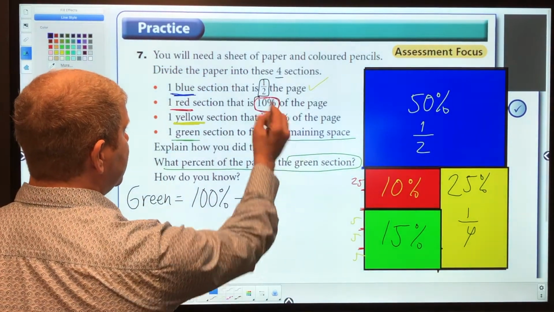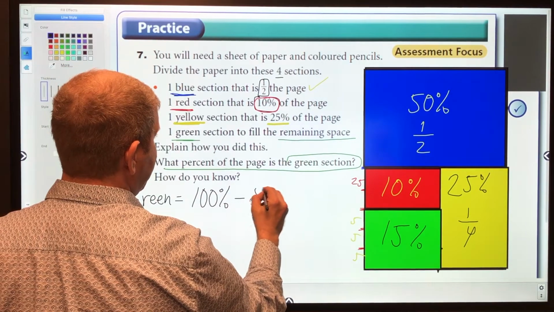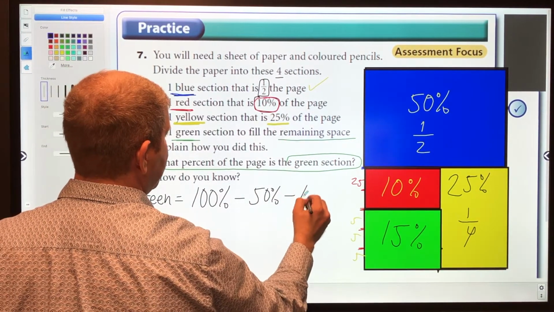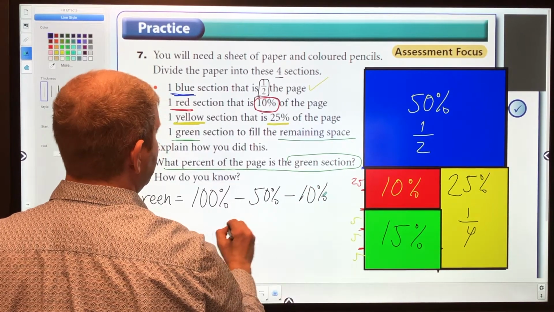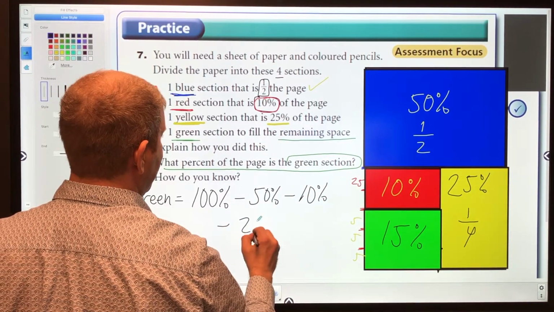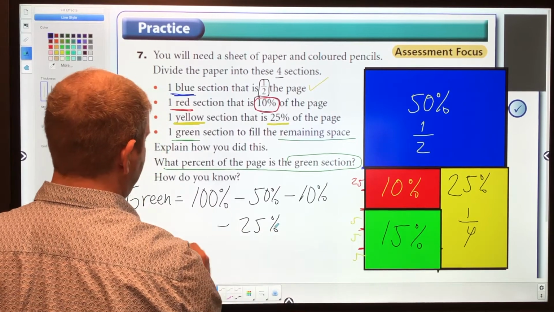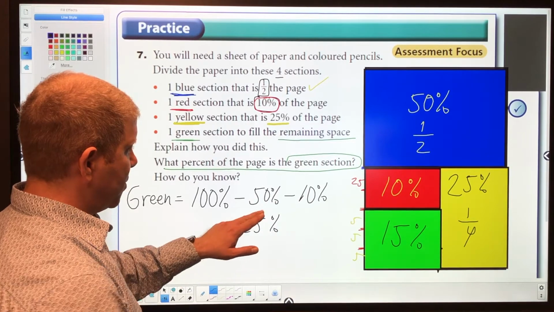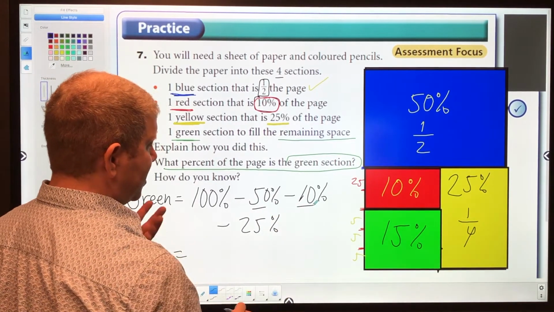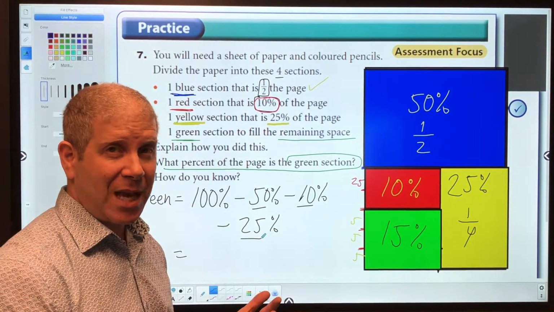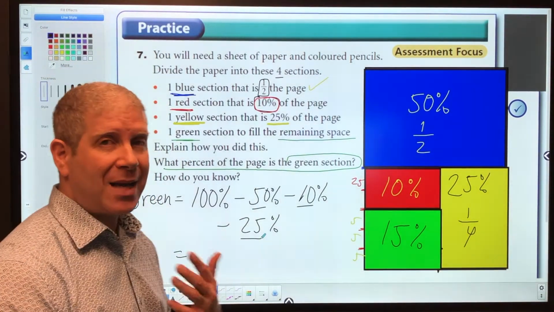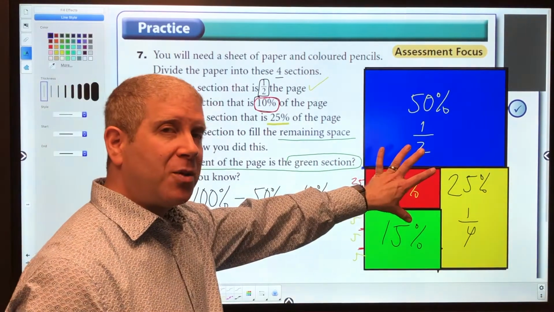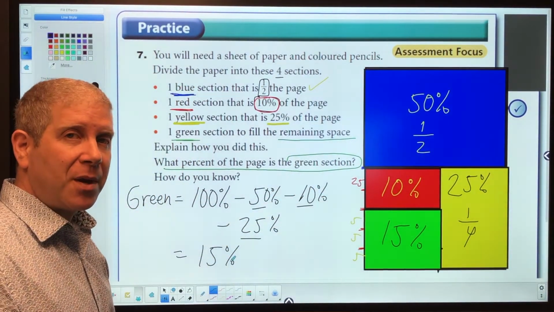Then we're going to subtract the blue, which is 50%. We're going to subtract the red, which is 10%. We're going to subtract the 25%, which is yellow, and whatever's left over should be the green. So 100 minus 50 minus 10 minus 25. So we're subtracting 50 plus 10, which is 60, plus 25, which is 85. So we're really doing 100 minus 85, and that's going to leave us with 15%. So there's the visual way to do it, and then there's the mathematical way to do it.